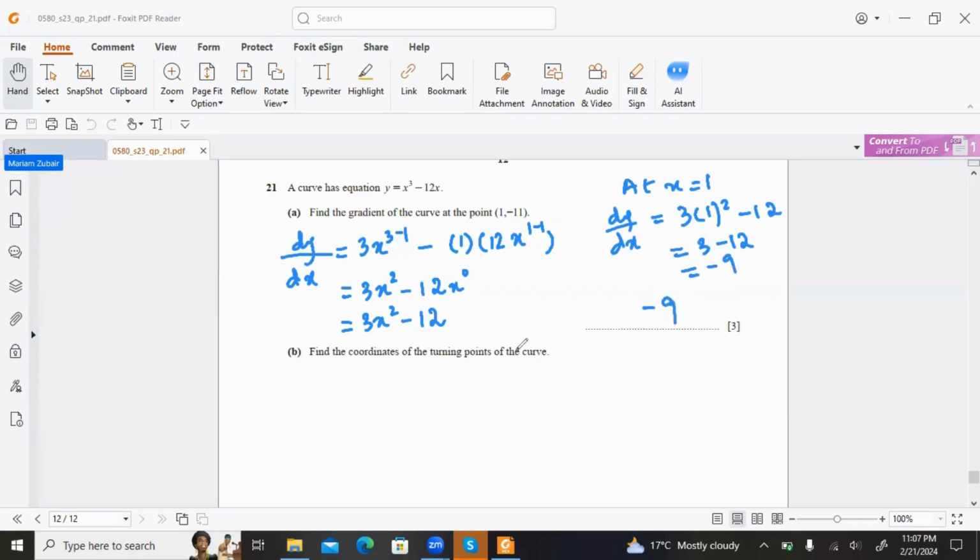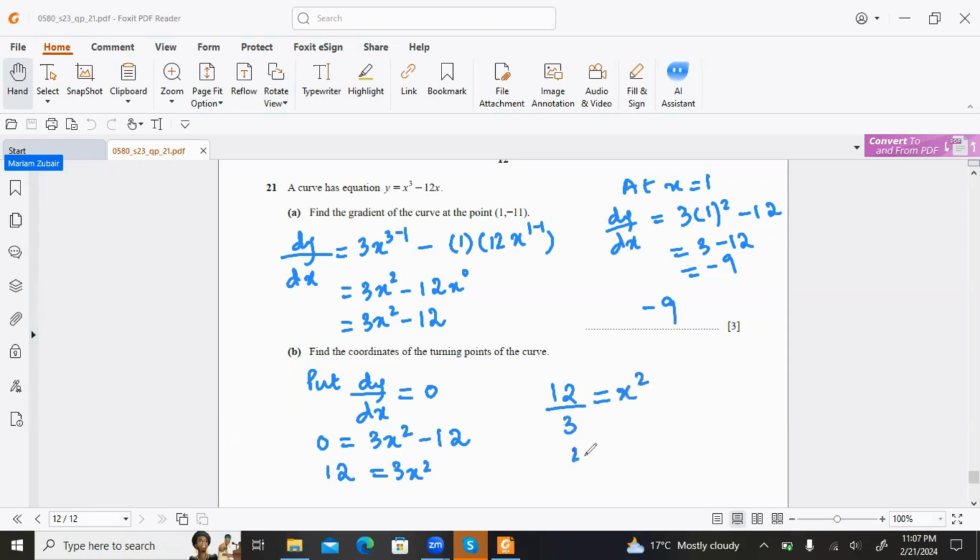It says find the coordinates of turning points of the curve. So to find the turning points of the curve, we put dy by dx equal to 0, which means 0 equals 3x squared minus 12. Take 12 to the other side, so it becomes positive 12. Divide that by 3 to make x squared the subject. Square root of 4, plus minus 2, is your x.